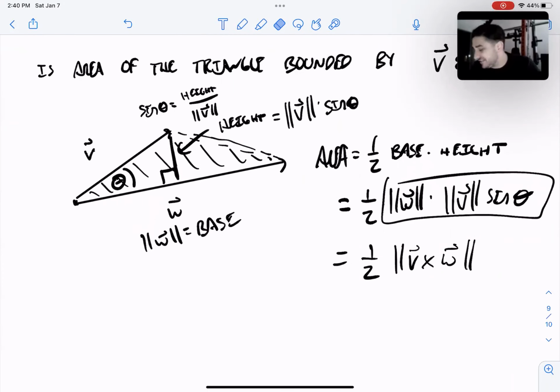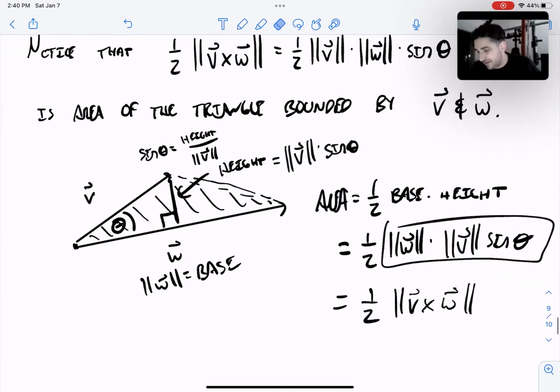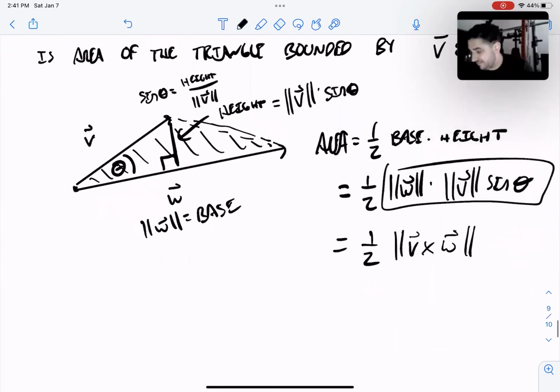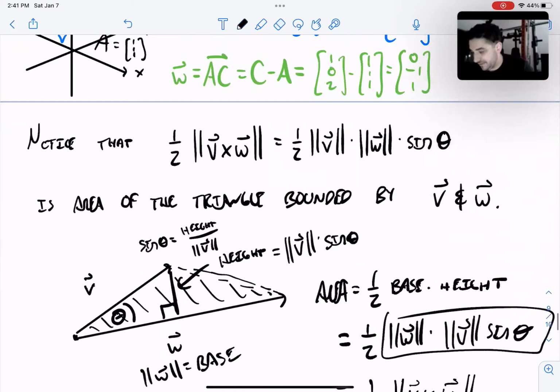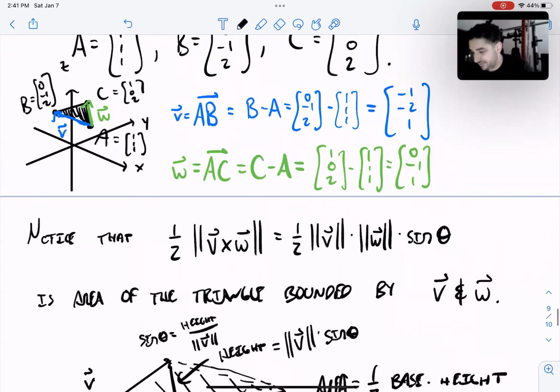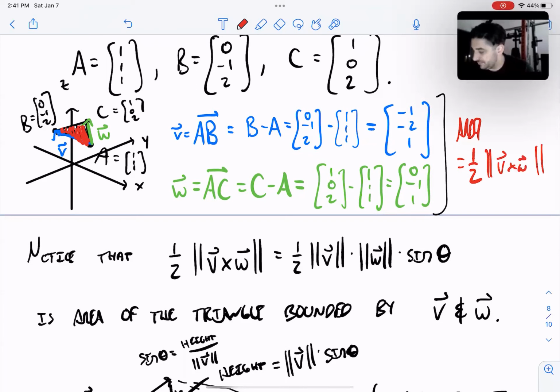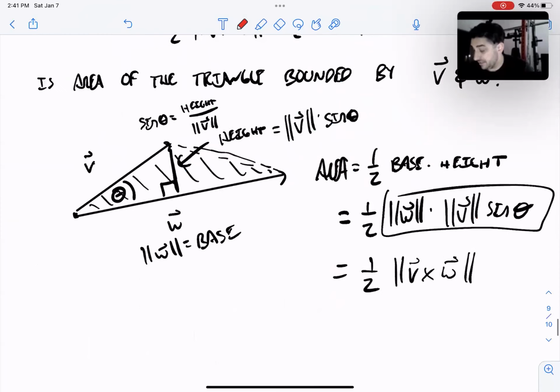So this is what we can do now here. I can find the area of the triangle that I'm interested in, right? Let's apply this back to our example. Let's now calculate, we'll switch to red now, this red area. The area is just going to be 1/2 of the magnitude of their cross product, 1/2 magnitude V cross W. So let's do that now. Let's do the area in our example, right?